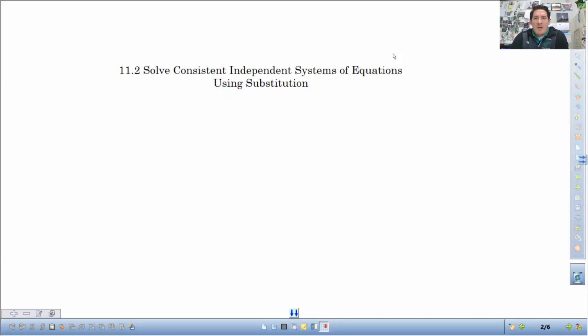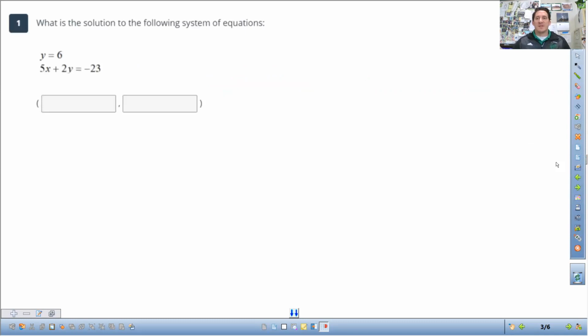All right, IM1 classes. Today we're continuing on with our solving systems of equations using substitution. We're going to be doing equations that are just a little bit more involved. So before we get into that, let's look at one that we are used to seeing, something like this. So we're given two equations. y is equal to 6, and then 5x plus 2y is equal to negative 23.